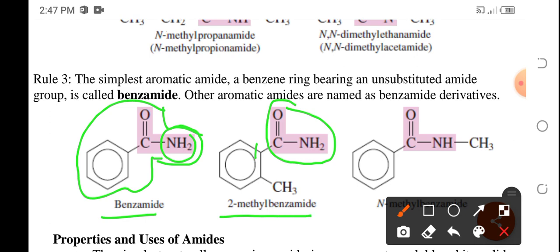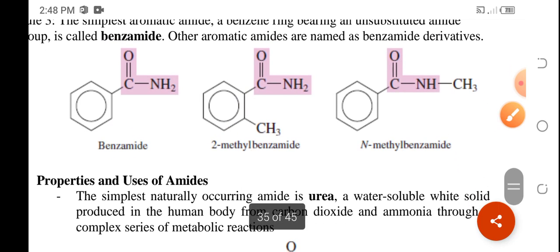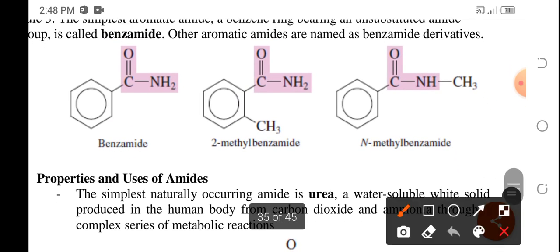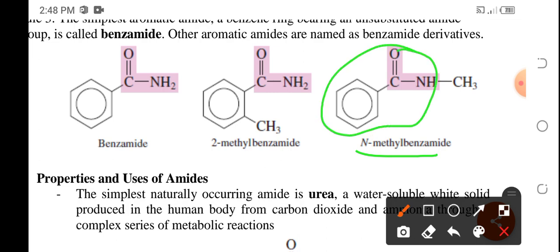So therefore, the name of this structure is 2-methylbenzamide, because the methyl is attached on carbon number 2. Okay? For this case, this is N-methylbenzamide. This is the benzamide, and on the nitrogen, there is an attached methyl group. And we all know that we have to use N as a locator if the substituent is attached on the nitrogen and not on the carbon atom. So therefore, this is N-methylbenzamide.